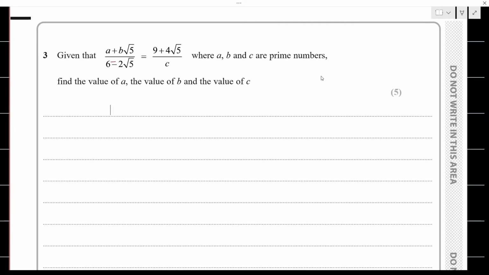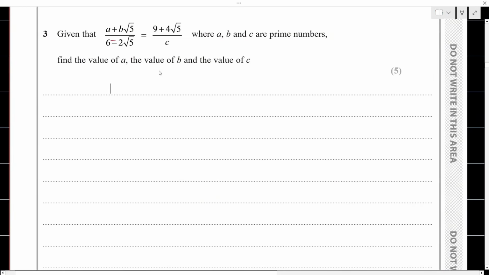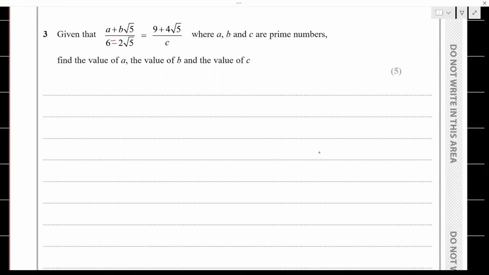Now to solve for a, b and c, we can first simplify the fraction on the left hand side. We can see that the fraction on the left hand side of this equation has an irrational denominator. So we can rationalize that fraction to simplify this equation further. I can write out the equation.